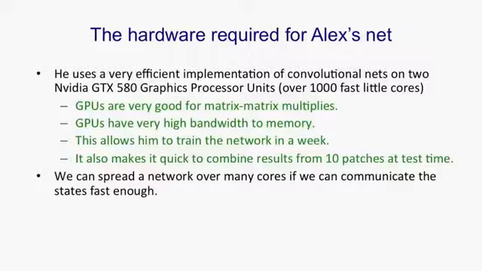And if we can communicate the states fast enough, we're going to be able to do much bigger networks on many more cores. Google has already simulated networks with 1.7 billion connections, and I think it's only going to get bigger.